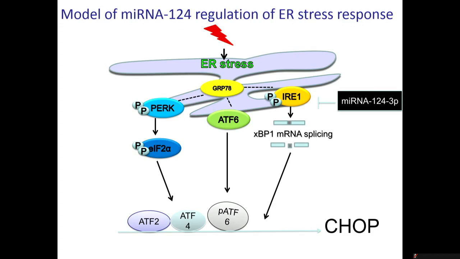So just to summarize, through the screen, we identify many suppressors of ER stress response in response to arsenic exposure. We characterize the detailed mechanism of 2 hits. One is this microRNA 124, the other is the L3MBTL2 protein complex.